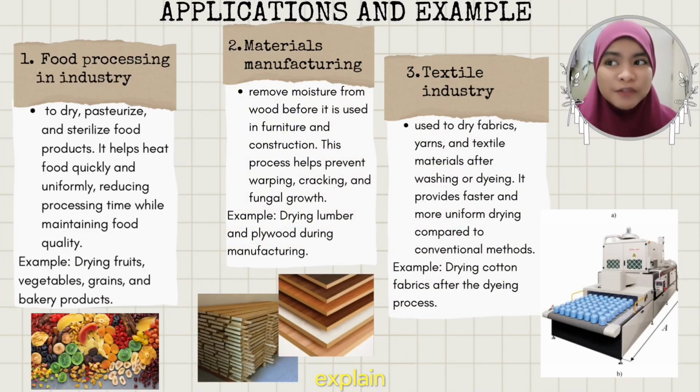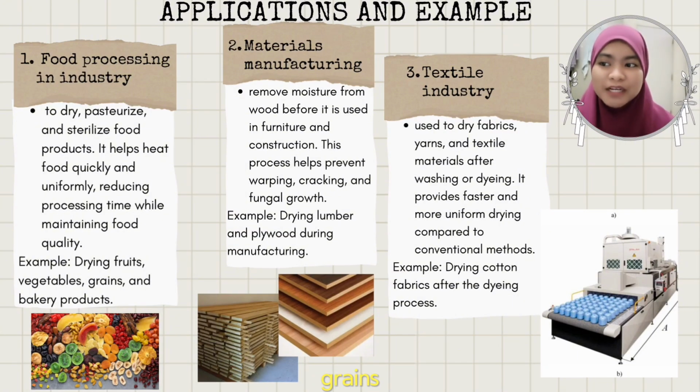Now, I would like to explain about applications and examples. First of all, we use radio wave heating in food processing in industry to dry, pasteurize, and sterilize food products. It helps heat food quickly and uniformly, reducing processing time while maintaining food quality. For example, drying fruits, vegetables, grains, and bakery products.